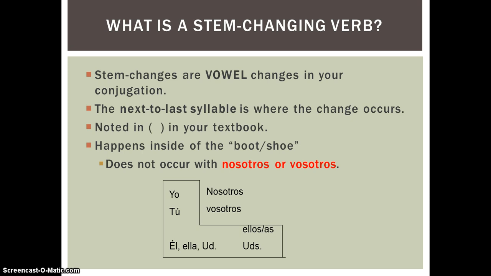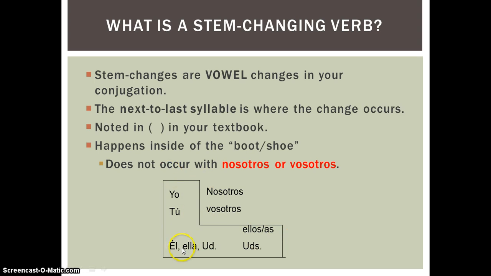And in your textbook, you will know if a verb is a stem changing verb because it will have the vowel change in parentheses. So you might see pedir, parentheses I, and that lets you know that it is an E to I stem changing verb. So why are these called boot or shoe verbs? Well, if you set up your traditional conjugation chart with each of your 6 forms, your first person, second person, third person, singular, plural, you'll notice that the forms that stem change create a little boot or shoe.